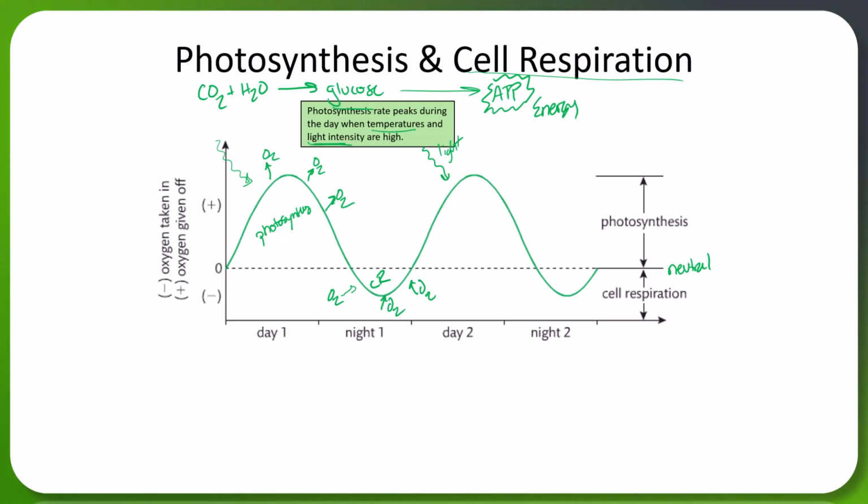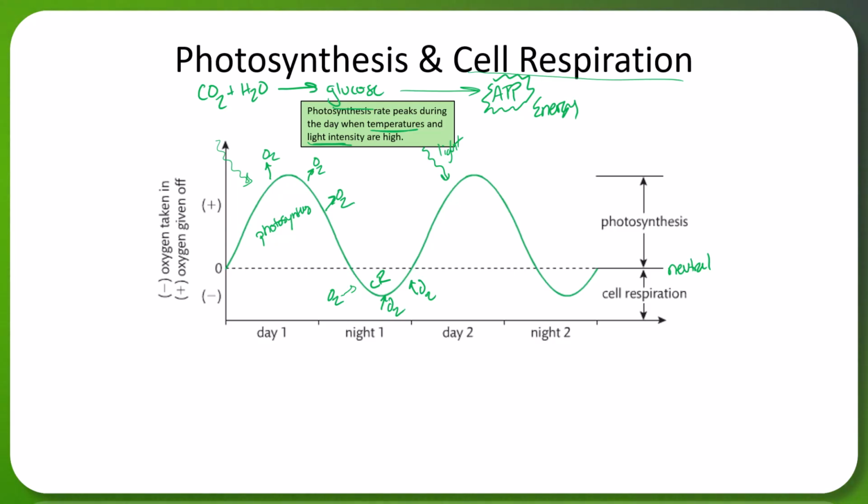And that's an important distinction. Not only is light intensity the highest during the day, typically temperatures are the highest during the day as well. Light intensity and temperature are both limiting factors for a particular plant. As light intensity increases, the rate of photosynthesis increases as well.